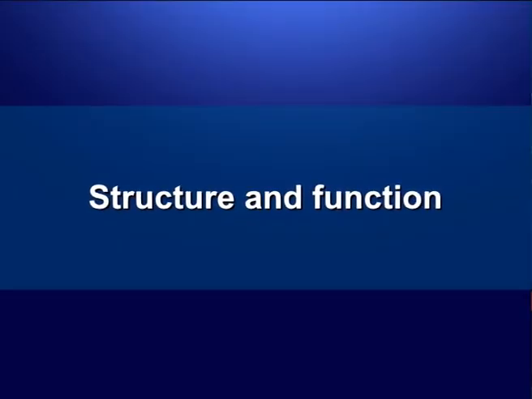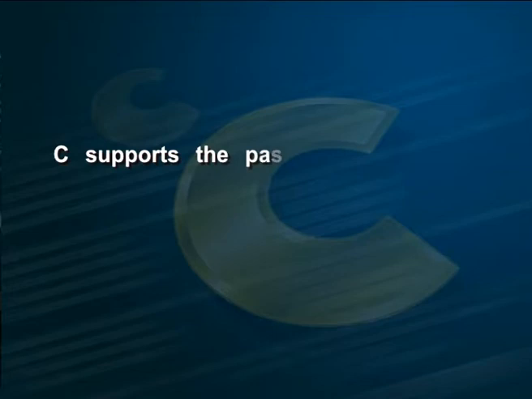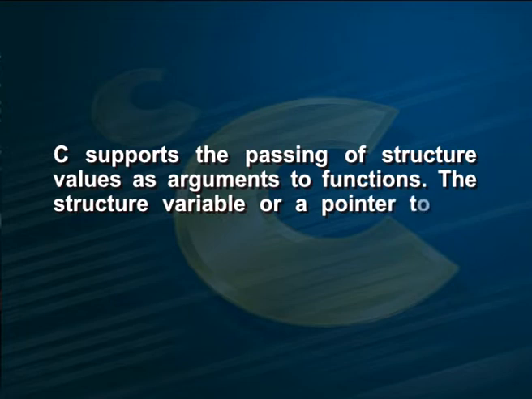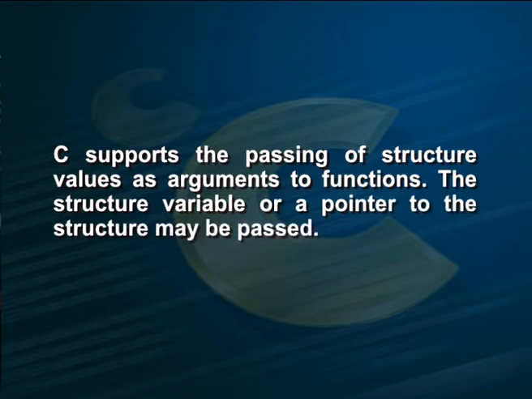Structure and function. A structure can also be used in functions. While using the same structure in different functions, it is essential to pass the structure as an argument. C supports the passing of structure values as arguments to functions. The structure variable or a pointer to the structure may be passed. In the first method, we pass each member of the structure as an actual argument of the function call. The actual arguments are then treated independently like ordinary variables. This is the most elementary method and becomes unmanageable and inefficient when the structure size is large.